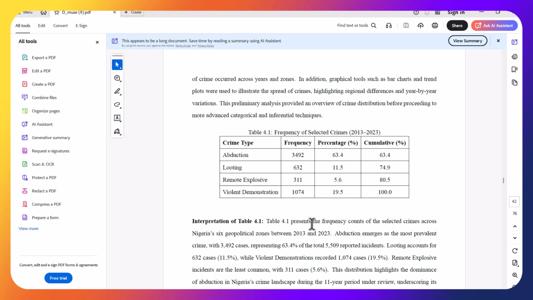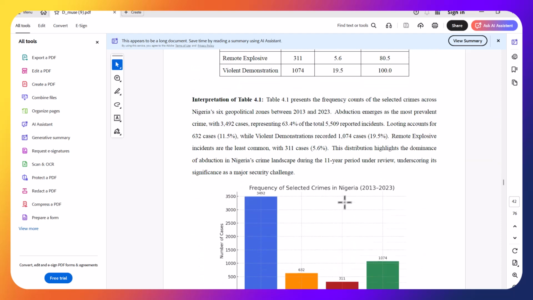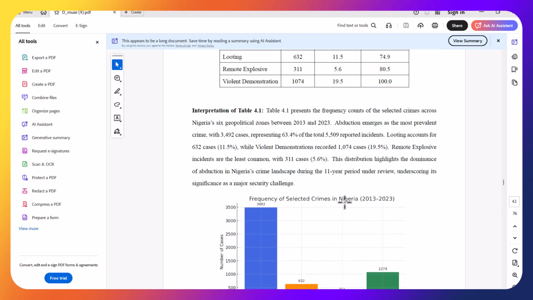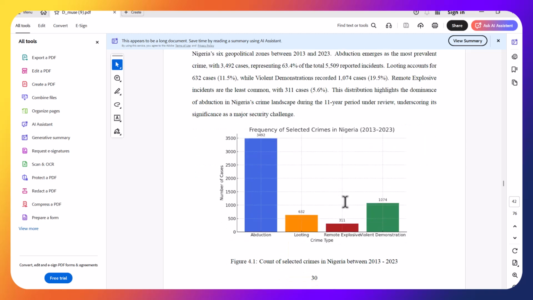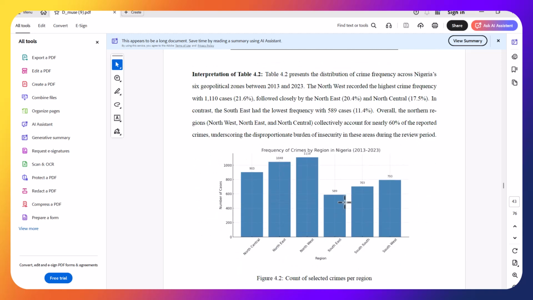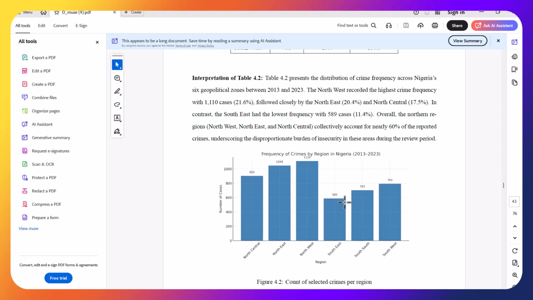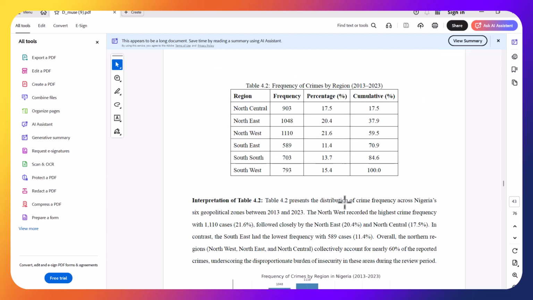Then descriptive statistics. Once he generated the table, he wrote about it, tabulation table 4.1. Then this is the output that I generated basically in Python. Then table 4.2, these are the 6 geopolitical zones. This is basically more buttressing the descriptive statistics. It's more like an exploratory data analysis basically.